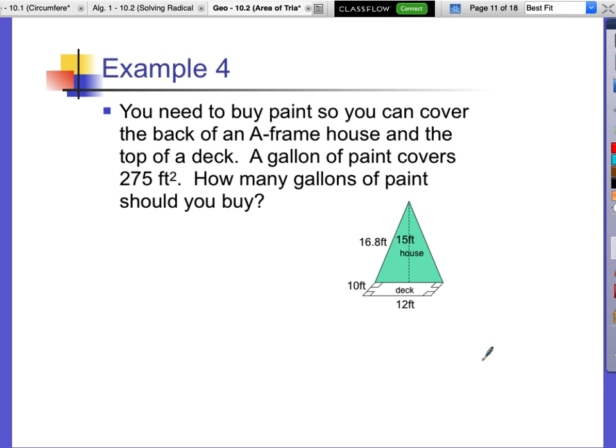So to figure out the area of the triangle, we have area equals 1/2 base times height. What is the base? 12. If this is a rectangle and this side is 12, this side also must be 12. What is the height? About 15. Do we need the 16.8? No, it's just extra.